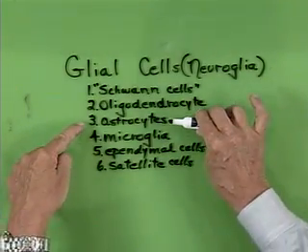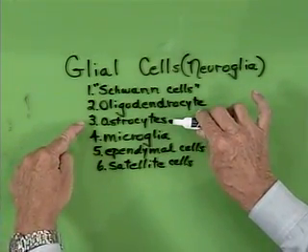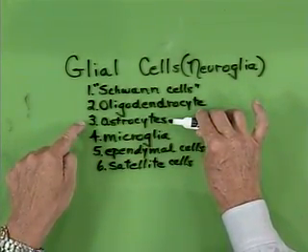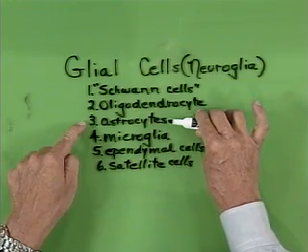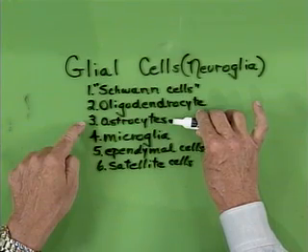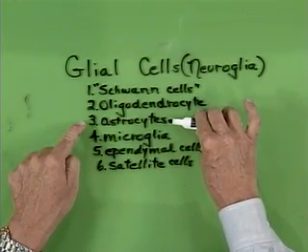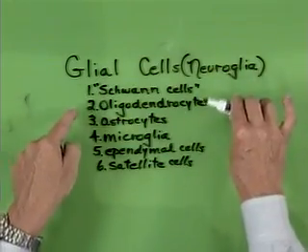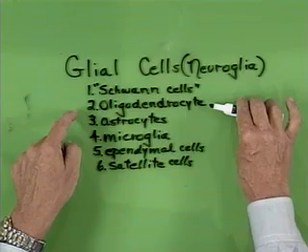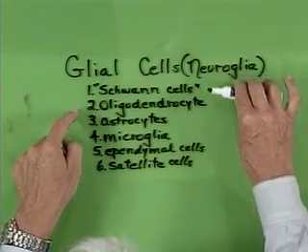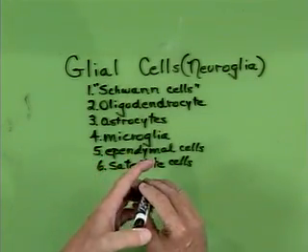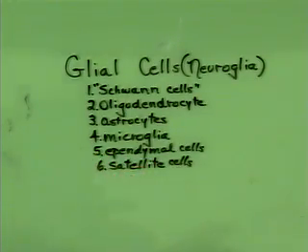Astrocytes form what's called the blood-brain barrier. Things that are floating through the bloodstream, when they diffuse out of the capillaries into nervous tissue, before they can get to the cells within the brain, have to go through astrocytes. The top two, Schwann cells or neurolemmocytes, and the oligodendrocytes or oligodendroglia, are both involved in forming what's called myelin ensheathments around the axons of neurons.